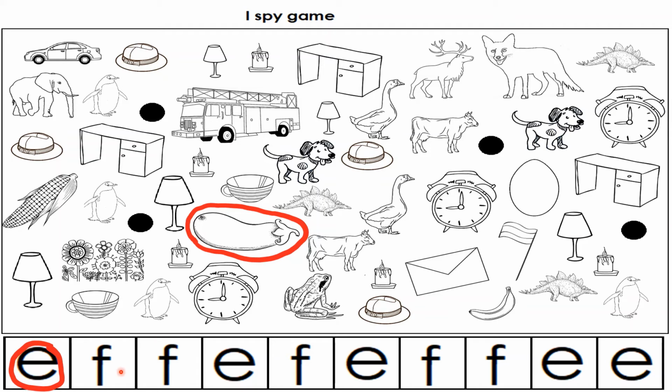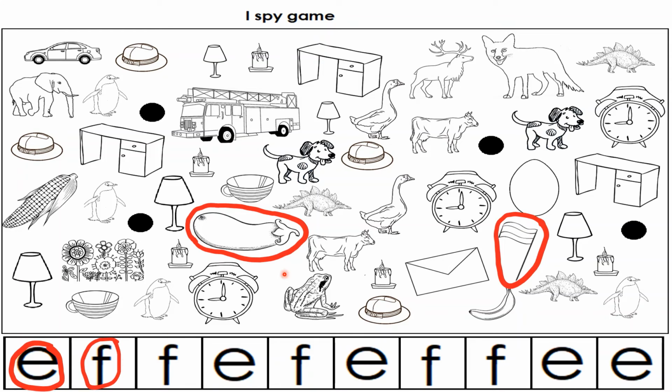I spy with my little eye something start with F. Oh, here it is. Flag. Flag. We are done with this F. We are going to circle that too.